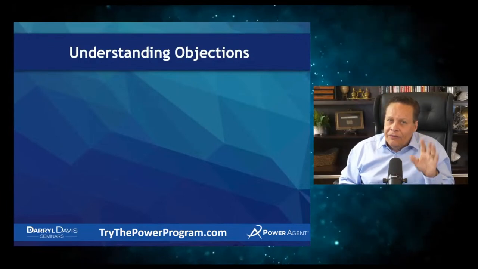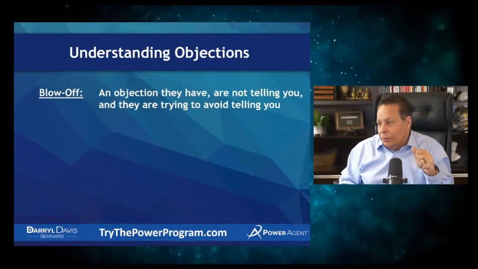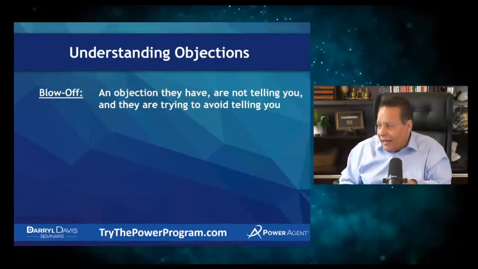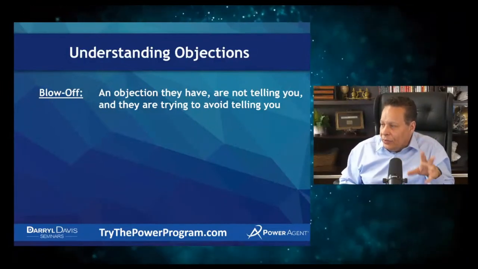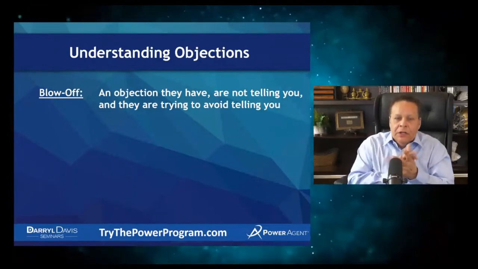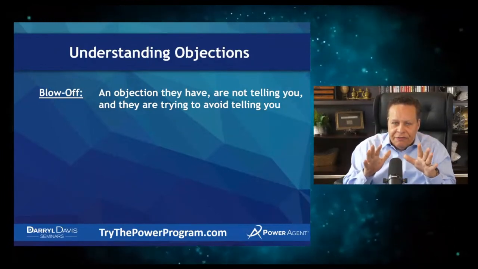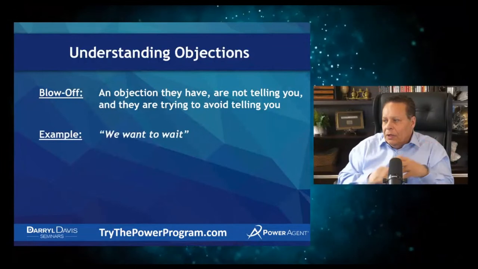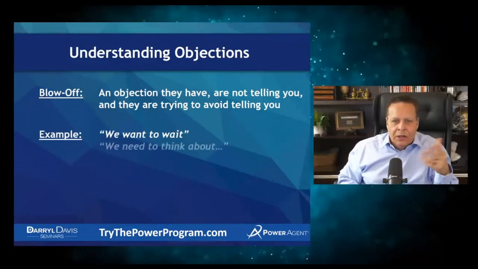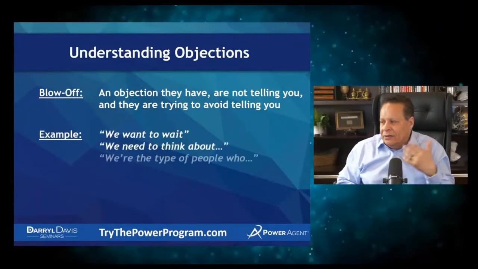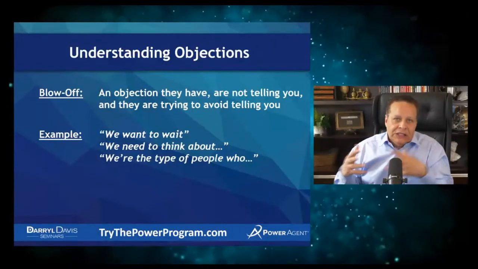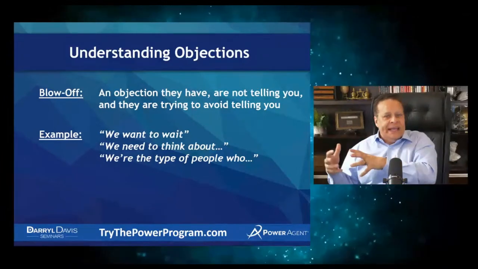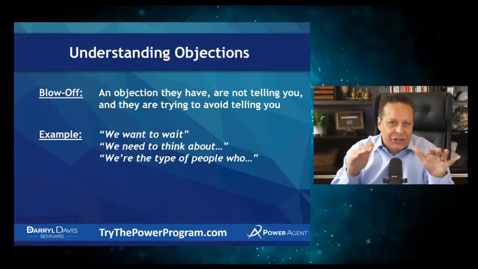Now, the blow off, this is what I want to be clear with you on. It's an objection they have but are not telling you, and they're trying to avoid telling you. Let me give an example that'll help. You say, we want to wait for something. We need to think about it. We need to pray on it. We're just the type of people who don't make quick decisions. All of those things, they're trying to blow you off and get you out of the house.